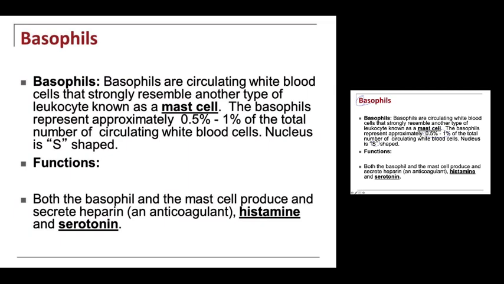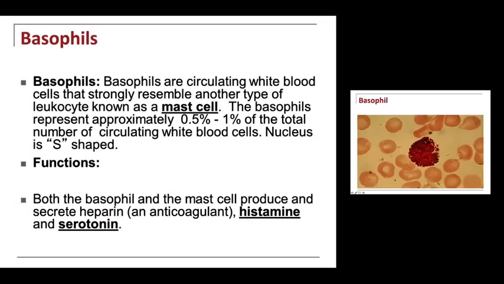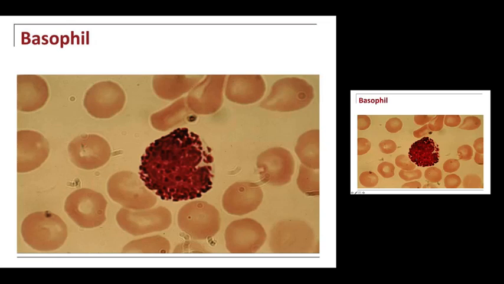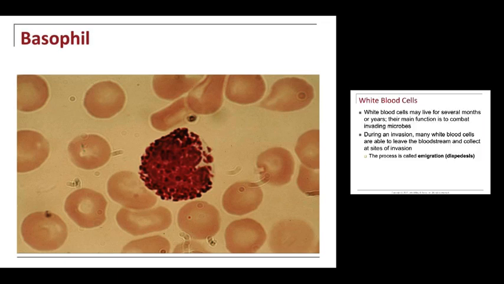They produce heparin, which is an anticoagulant. It thins the blood. Histamine, which dilates the blood vessels, and then also serotonin as well. Here is a dark staining white blood cell. That's the basophil. When you really can't make out what the nucleus looks like and you see dark staining granules, that's going to be the basophil.